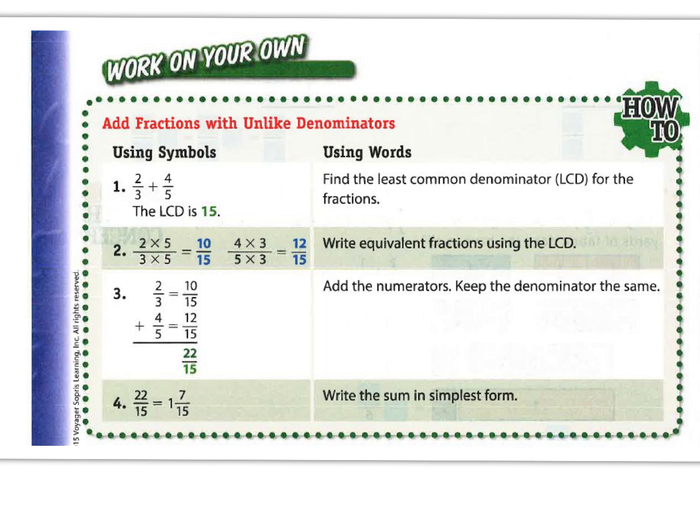All right, this says 2/3 plus 4 fifths. The lowest common denominator is 15. So find the least common denominator for the fractions. Then write equivalent fractions. So we know it's 15, so you want to change it into 15ths. Then you add the numerators and keep the denominator the same. And then write in simplest form. This was 22/15, so that's an improper fraction, so you have to make it into a mixed number.